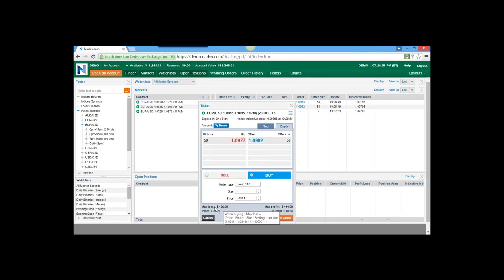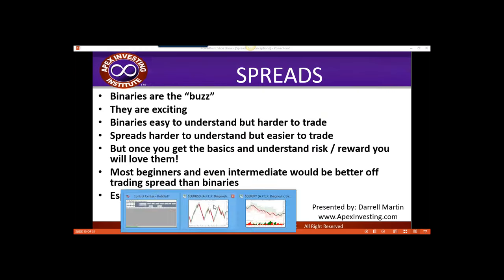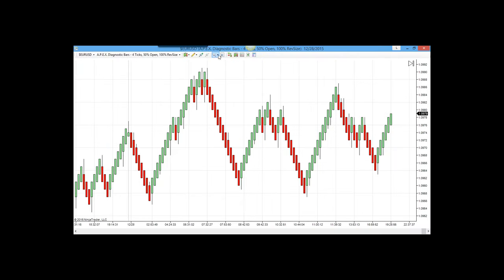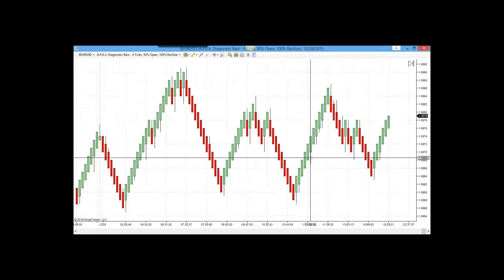The market's got to go against me 136 points on the euro dollar, right? Where's the euro dollar right now? Euro dollar is right here, 0.0979. Okay. How far down does that euro dollar have to go? It's not even shown on the chart how far down it's got to go. Do you see that?